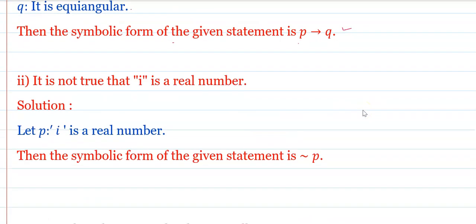Next, it is not true that i is a real number. Now we consider P as i is a real number. Then what is the symbolic form? It is not true that i is a real number, therefore we apply the negation. The symbolic form of the given statement is negation of P.